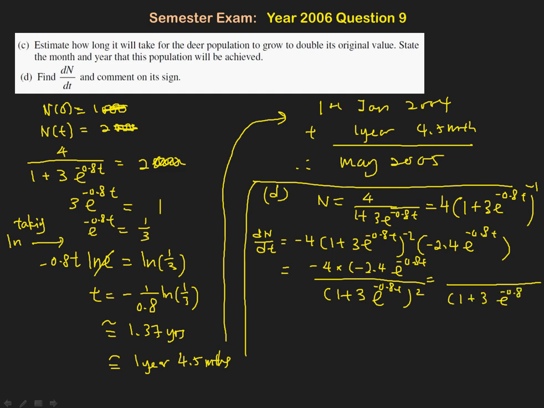Square, and right here I'll get 4 times 2.4 is 9.6, okay, and e to the power of -0.8t. That's nice. So this is the differentiation with respect to time. And so as for this thing, I'm going to change the color a bit here to illustrate.